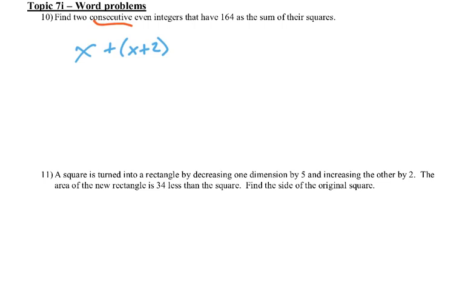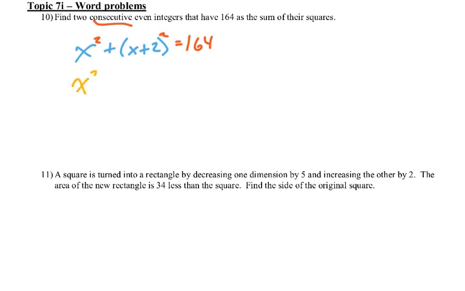So we've got two consecutive even integers, and it's the sum of their squares that's equal to 164. So I'm going to square each of those integers, x and x plus 2, and I'm going to add them up, and that totals 164. So we've made this equation because we have two consecutive even integers, so they're 2 away from each other. We got x and x plus 2. We square them both. We set it equal to 164. Now we have an equation that we can solve.